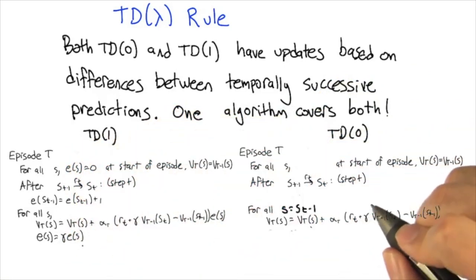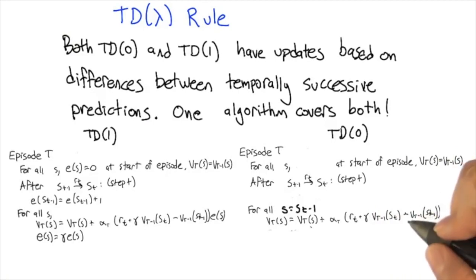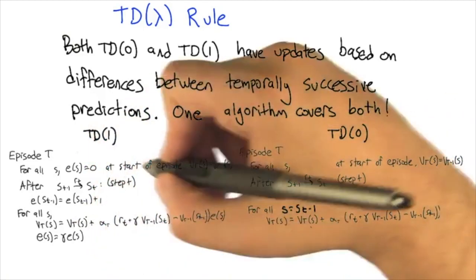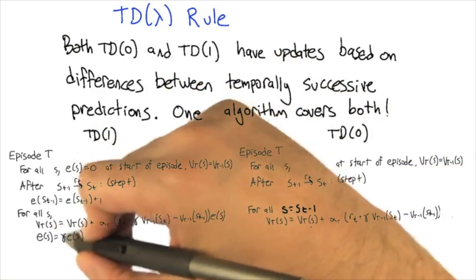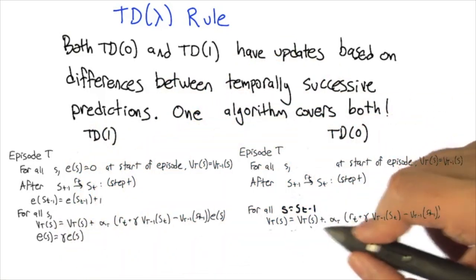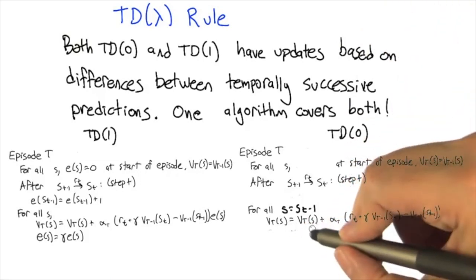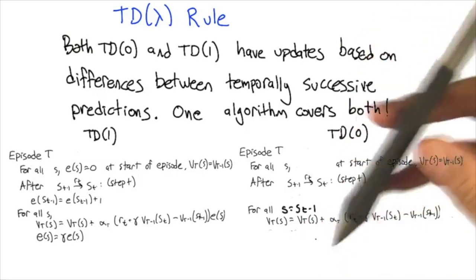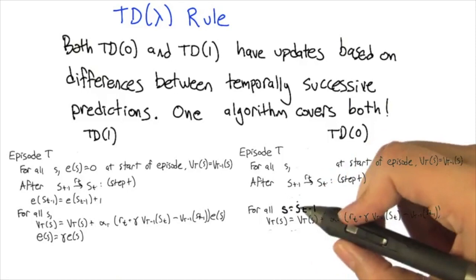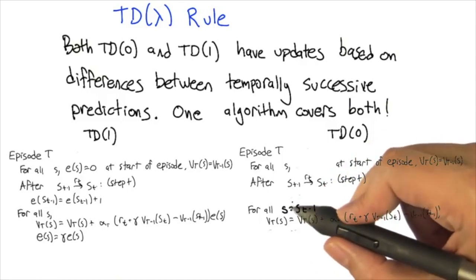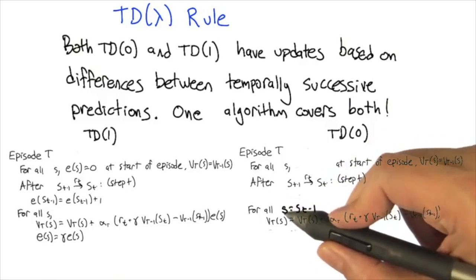The only other difference, other than getting rid of all references to the eligibility trace, is that whereas in TD1 we do this update over all states, in TD0 we just update the state that we left most recently. So I changed that loop. Instead of making it a loop, it just says for all S equal to S_{t-1}. In other words, we're just going to do this update for S equal to S_{t-1}.